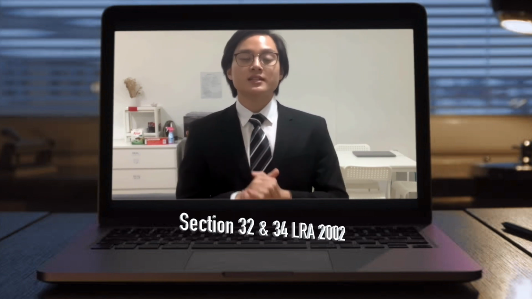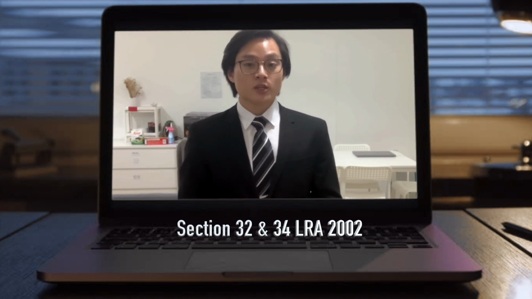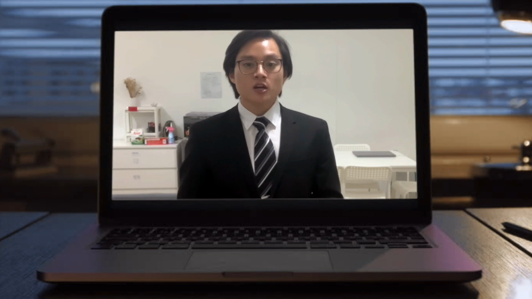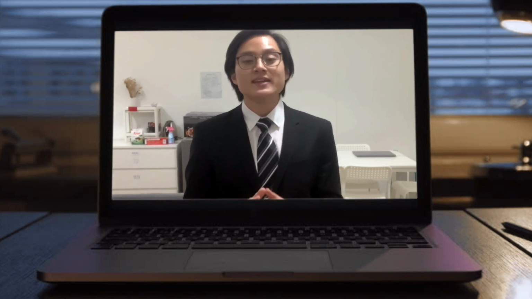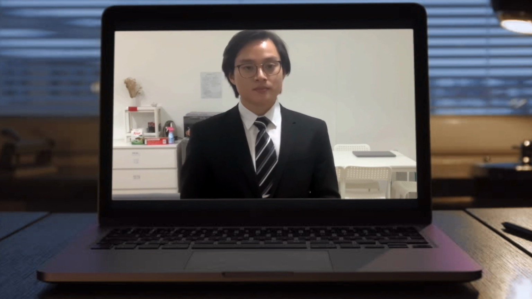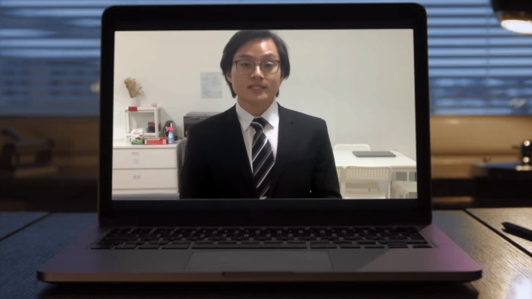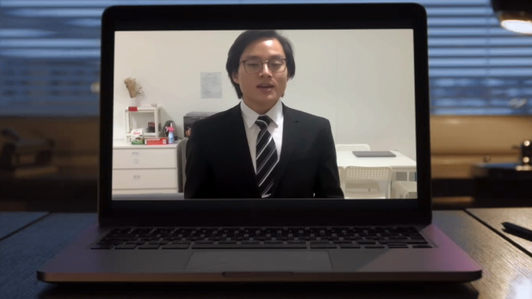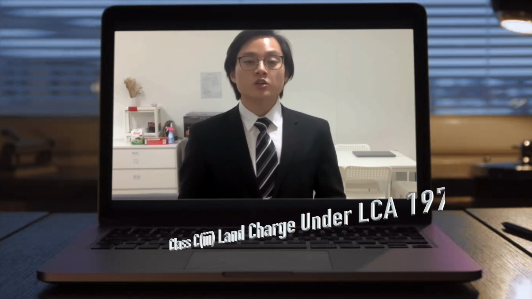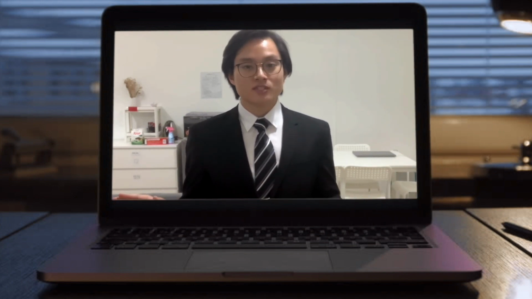Under Section 32 and 34 of the LRA 2002, entry of a notice against a mortgage registered title would ensure protection against any later registered disposition for value of the legal estate. If the equitable mortgage exists over unregistered land, it is registrable as a Class C3 land charge under the LCA 1972, which will be binding on all subsequent transferees of the land.